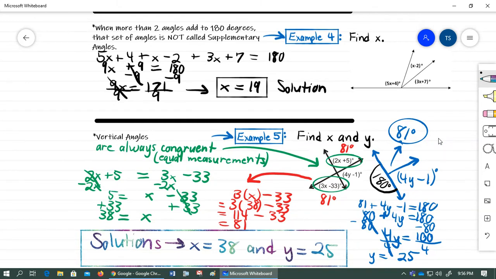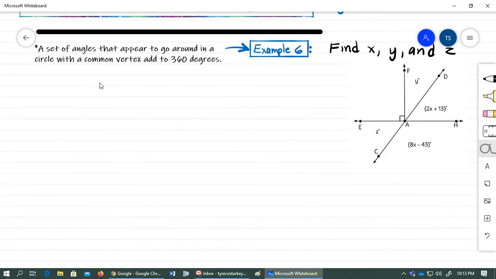All right, so guys, that's example 5. So folks, here we go. Example 6.